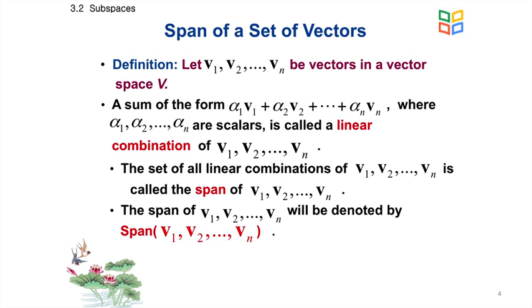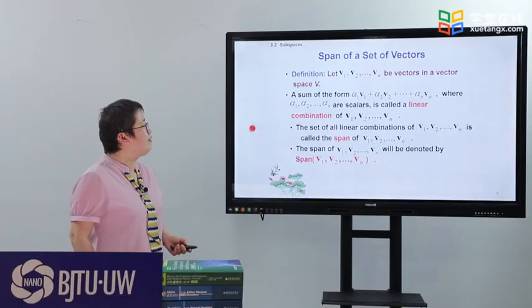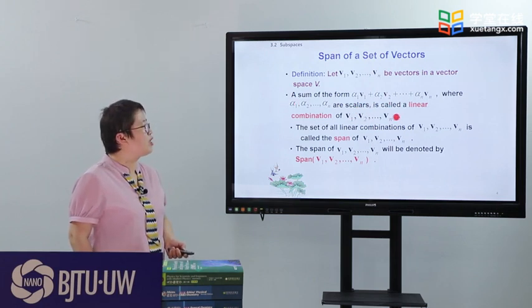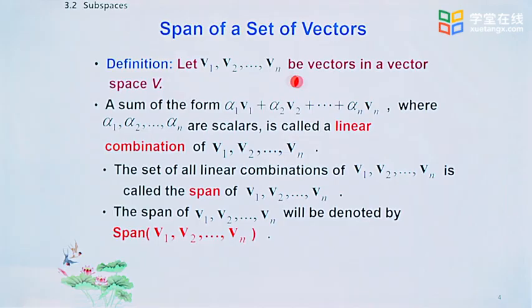Let V1, V2 till Vn be vectors in a vector space V. A sum of the form alpha1 times V1 plus alpha2 times V2 plus till plus alpha n times Vn, where alpha1, alpha2 till alpha n are scalars, is called a linear combination of the given vectors V1, V2 till Vn. So here, V1, V2 till Vn are given vectors, where alpha1, alpha2 till alpha n are real numbers, they are scalars.